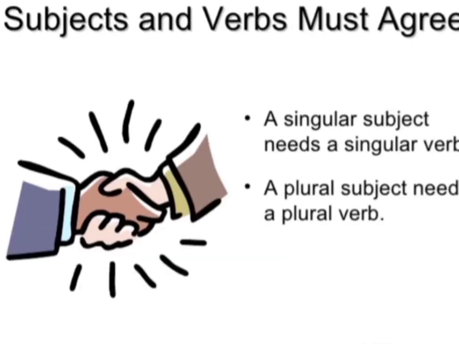All the sentences have subject and verb. Some sentences may also have an object, meaning direct object, indirect object and object of preposition. So today we are going to learn subject and verb. Let's see. A singular subject needs a singular verb. A plural subject needs a plural verb.